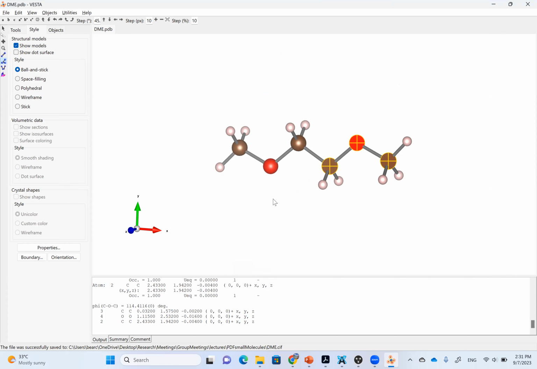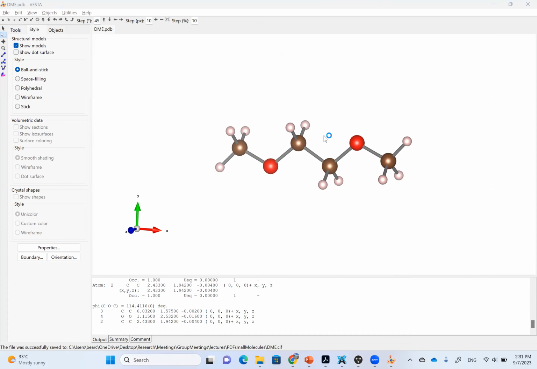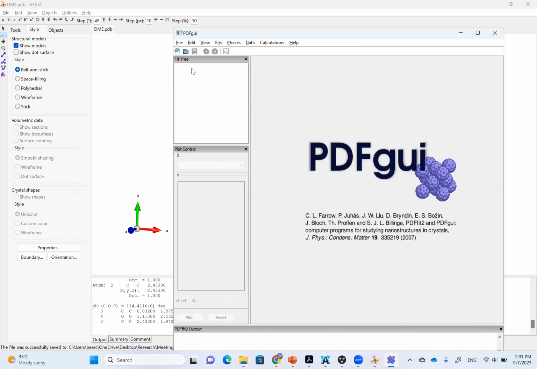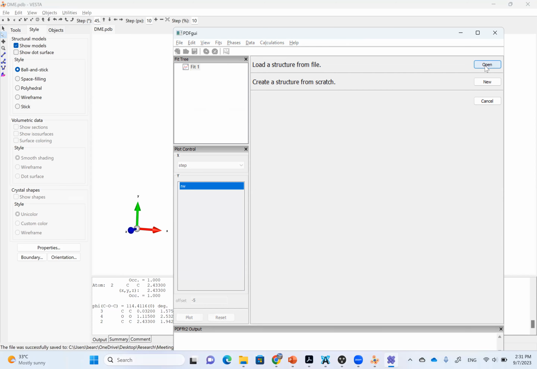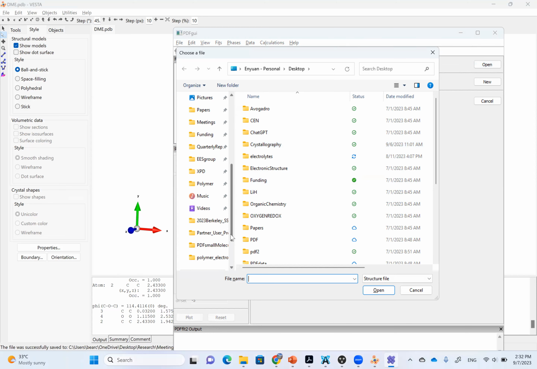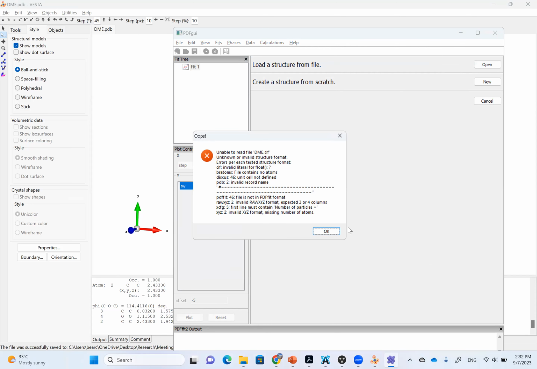So as a matter of fact, when I was trying to go through everything by myself in the beginning, this is where I directly went to PDFGUI. So I want to input that structure into PDFGUI, and I start a new fit. On this new fit, I insert phase, and I load a structure from file, and then the zip file, right? I just open the previous zip file. Go to the folder. So I have one zip file here.